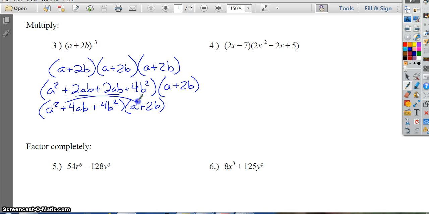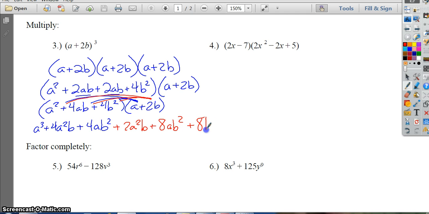Right? I'm going to multiply a into all 3 of these. So I'm going to have a to the 3rd plus 4a squared b plus 4ab squared. I'm now going to distribute in my second term, which is the 2. Okay, so I'm going to have plus 2a squared b plus 8b squared plus 8b cubed.